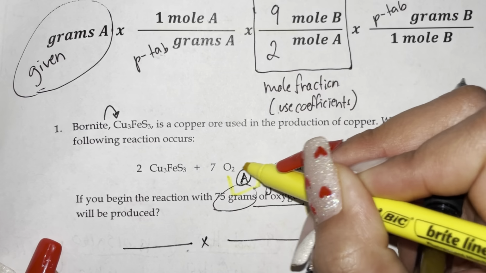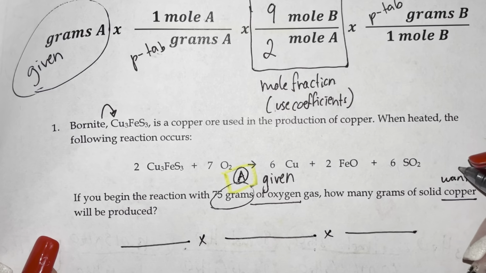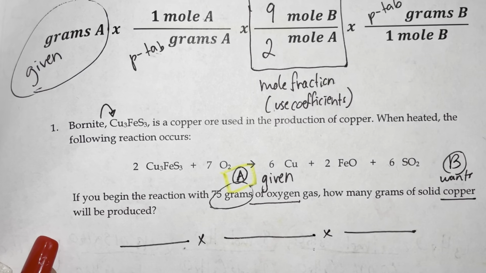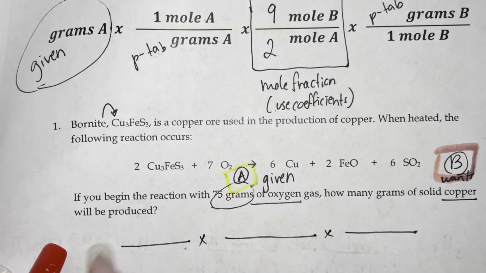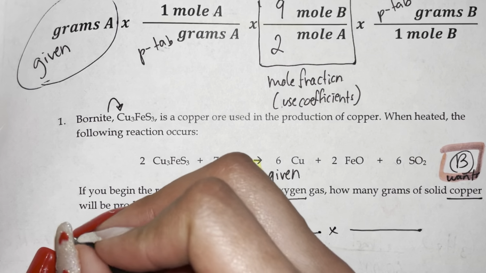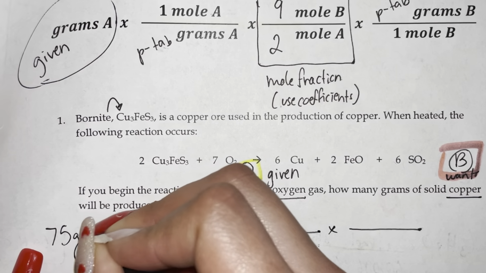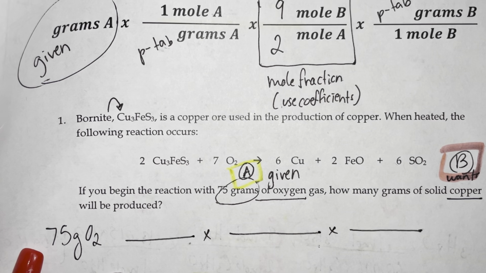I'm going to go ahead and highlight it. This is your B. I'm going to highlight it in pink. All right, start off with your givens. The only thing, again, you're given is that 75 grams of oxygen right there.